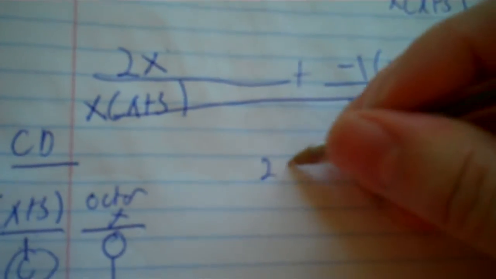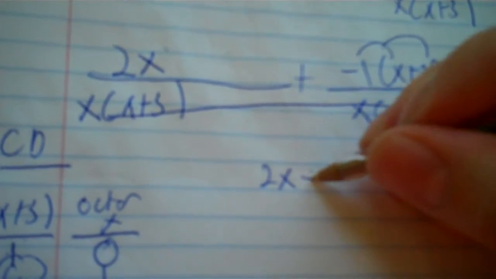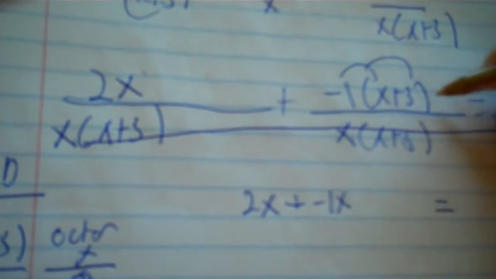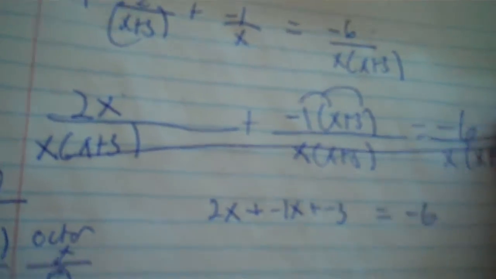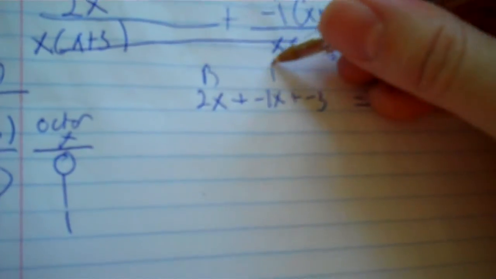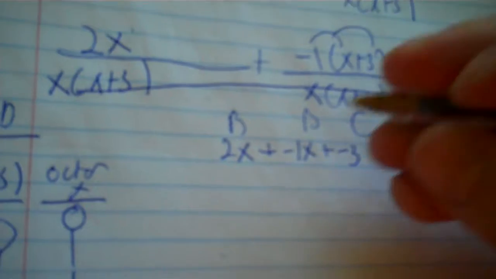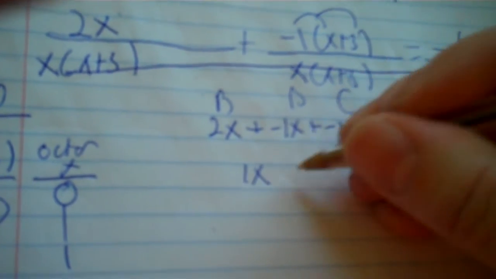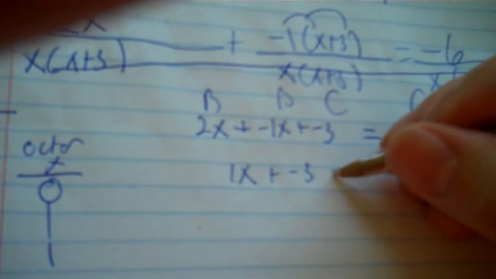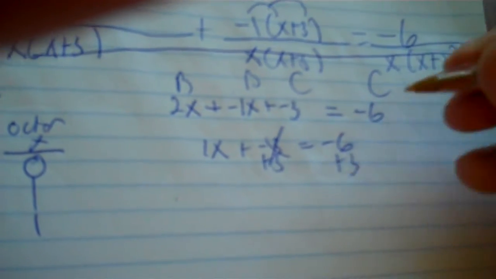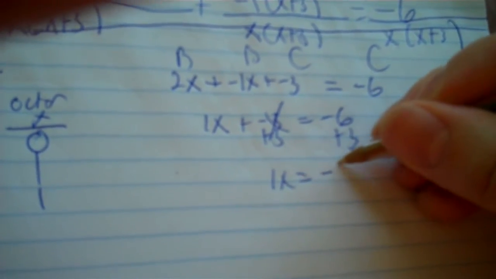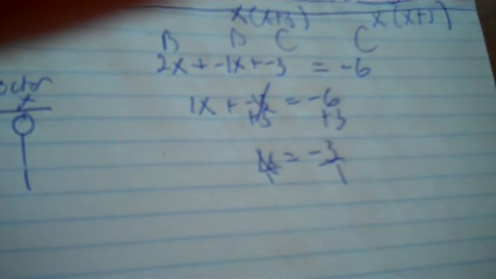So we got 2x. Then I distribute, it's going to be plus negative 1x plus negative 3, and then negative 6. Okay, B, B, C, C, I like that. There's only one answer, so we combine our B's. That makes 1x plus negative 3 equals negative 6. Then I add the 3, and divide by 1, you get negative 3. Okay.